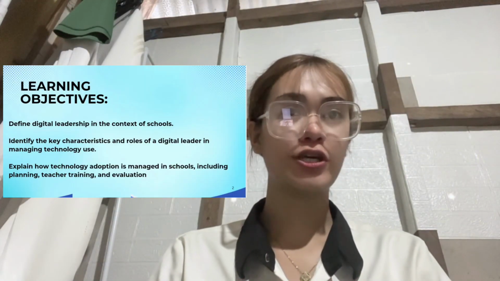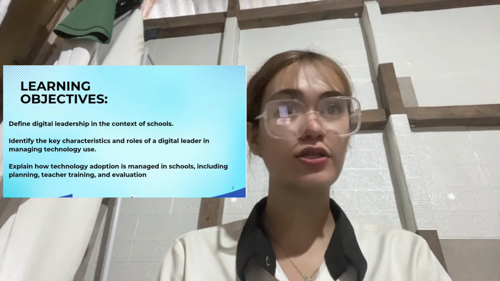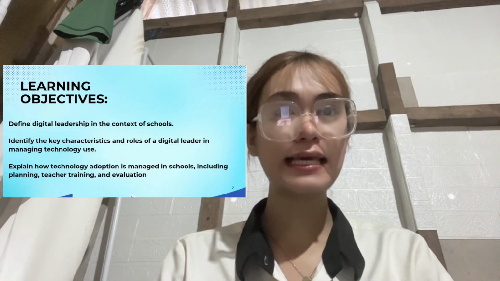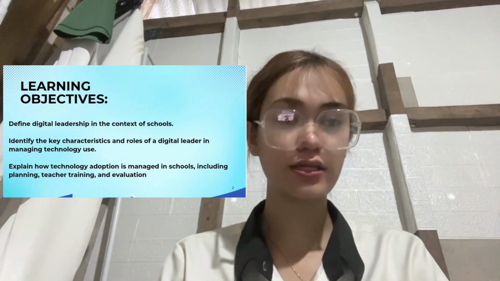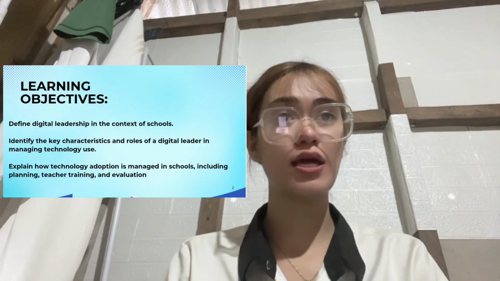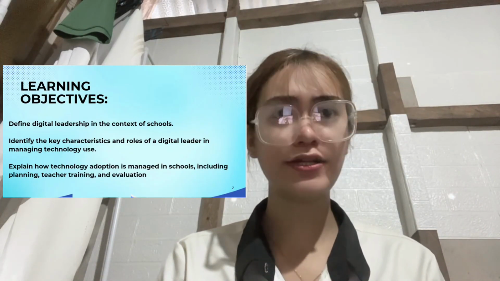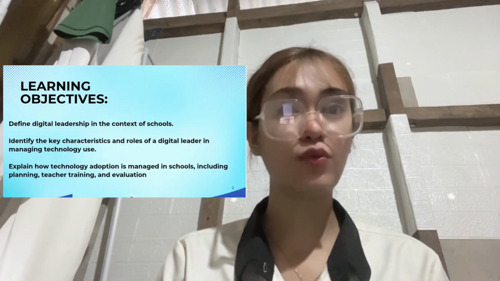And without training or clear instructions. So, this shows that technology alone is not enough to improve learning. It needs strong leadership and proper management. Now, before we start our discussion, let us first read our learning objectives. By the end of this discussion, we aim to define digital leadership in schools, identify the key characteristics and roles of a digital leader, and explain how technology adoption is properly managed through planning, training, and evaluation.